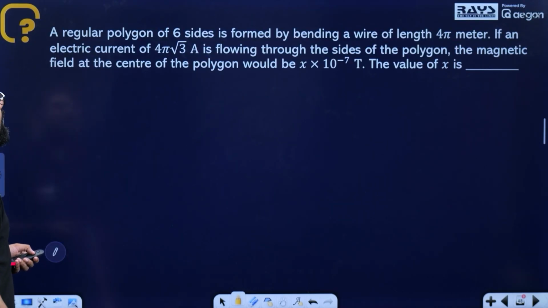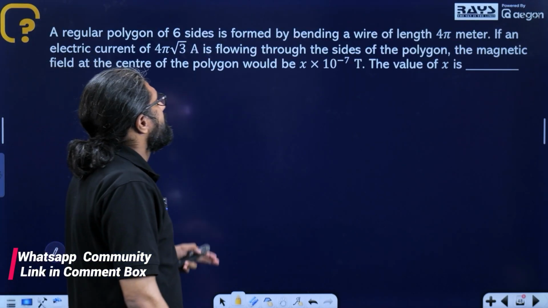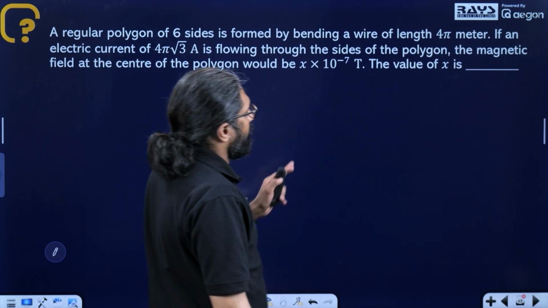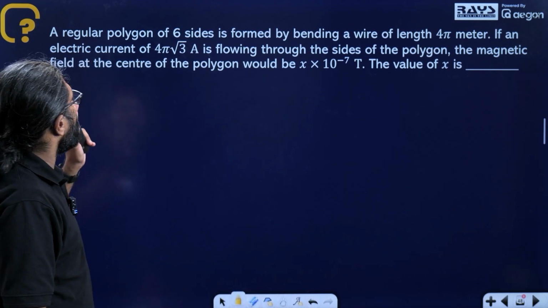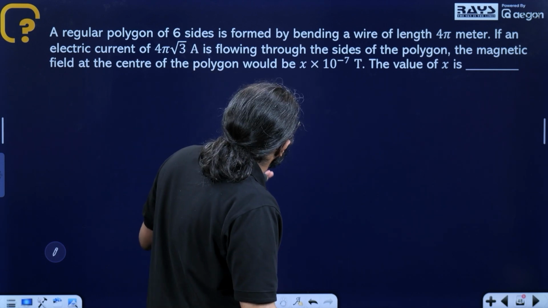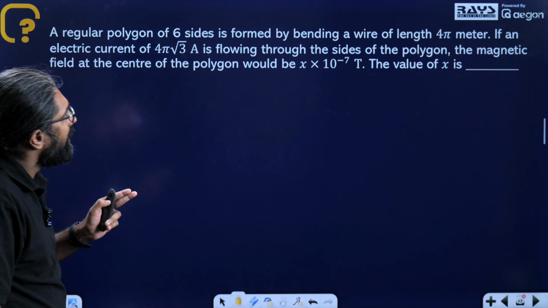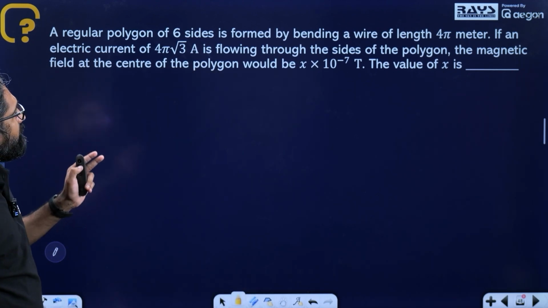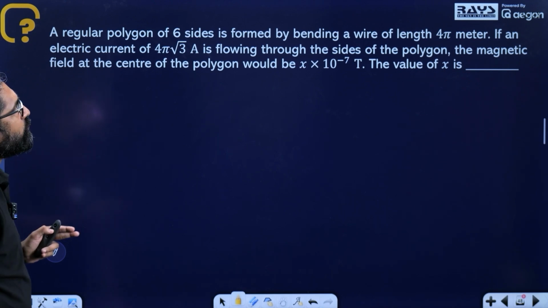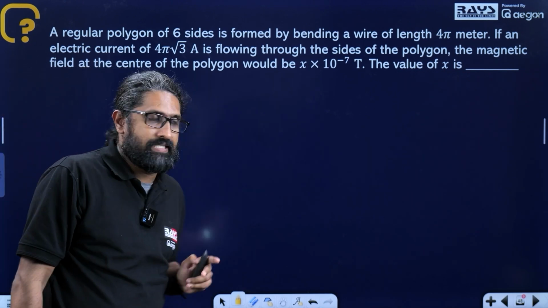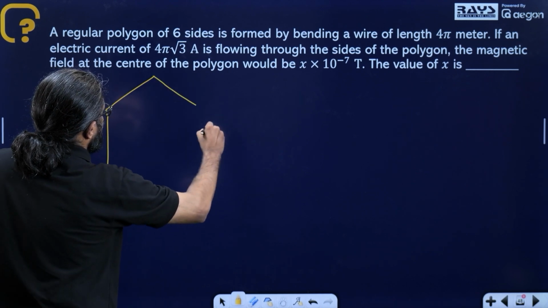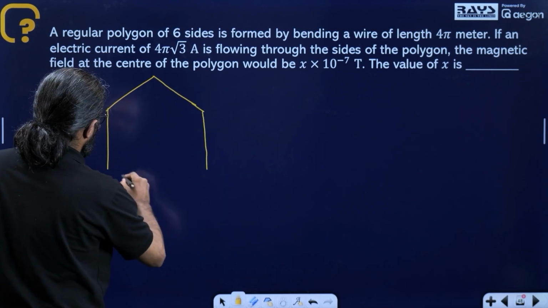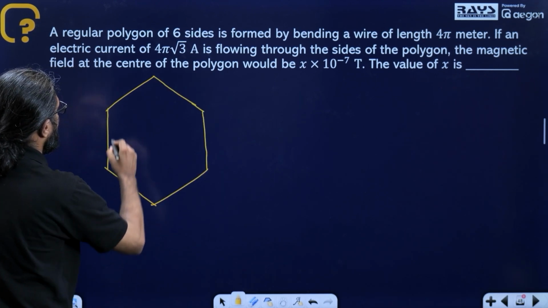Next. A rectangular polygon of 6 sides is formed by bending a wire of length 4 pi meters. If an electric current of 4 pi root 3 ampere is flowing through the sides of the polygon, the magnetic field at the center of the polygon would be x into 10 raised to minus 7 Tesla. The value of x is, നോക്കാം, 6-sided polygon ആണ്. So this is what you could actually draw. 6-sided polygon, regular polygon ആണ്.